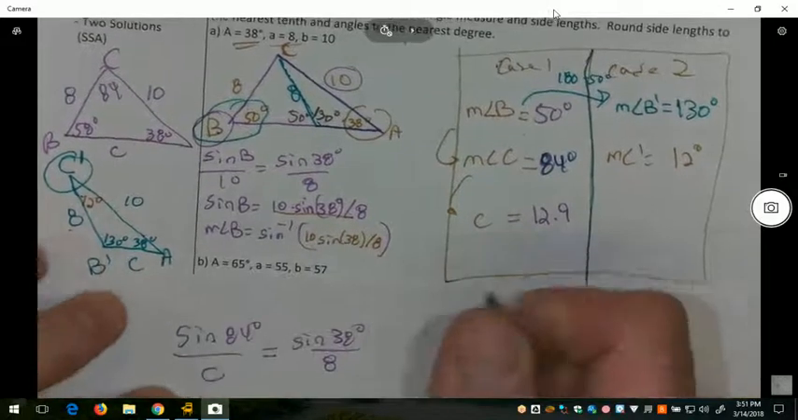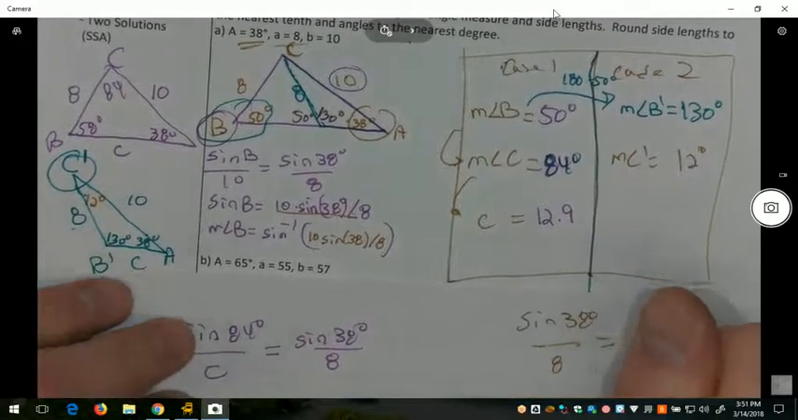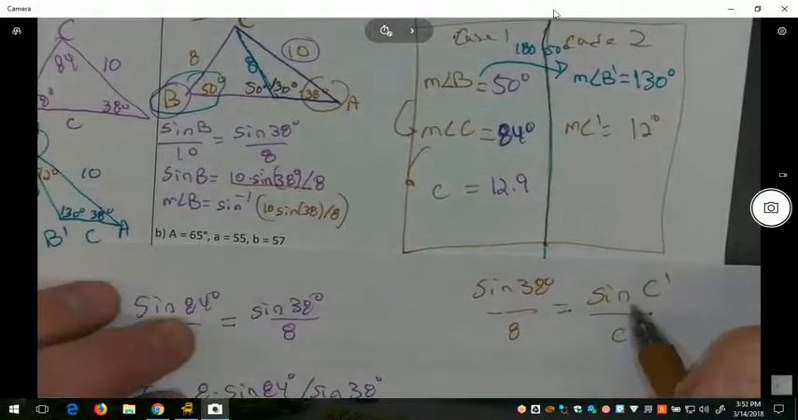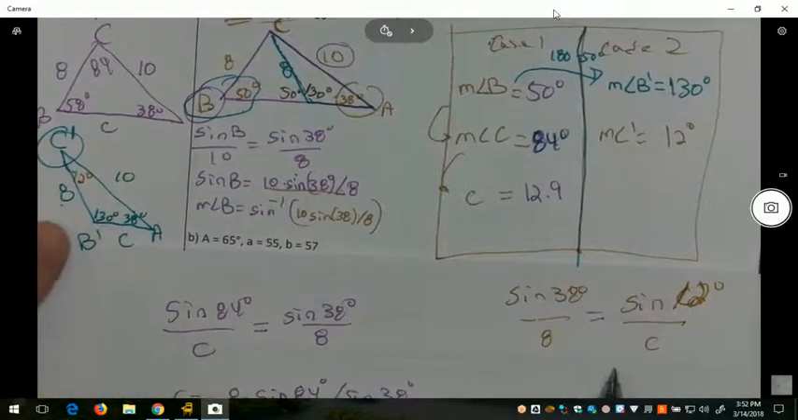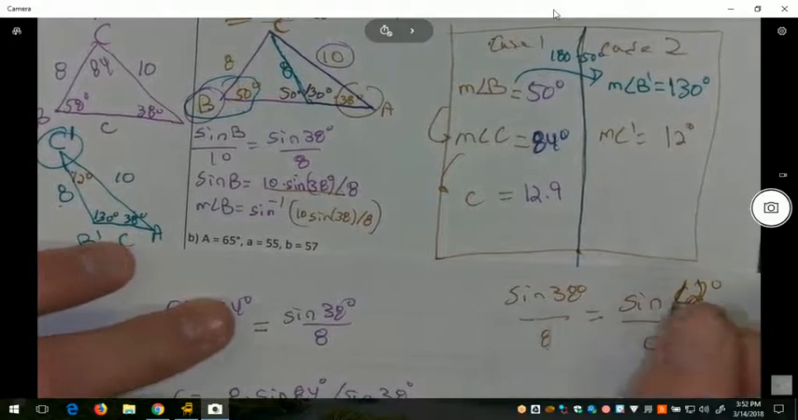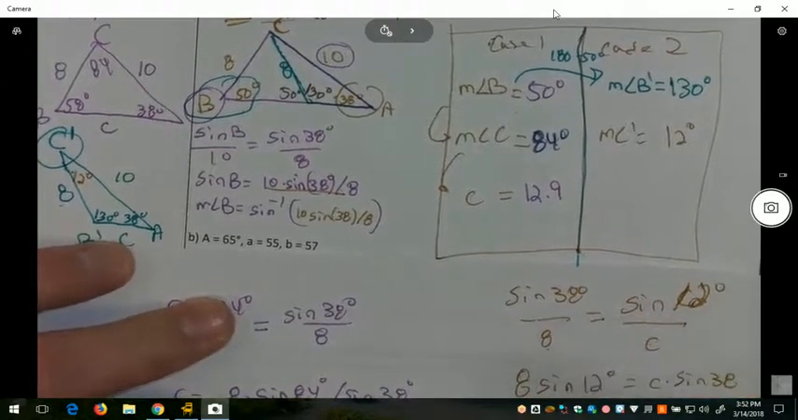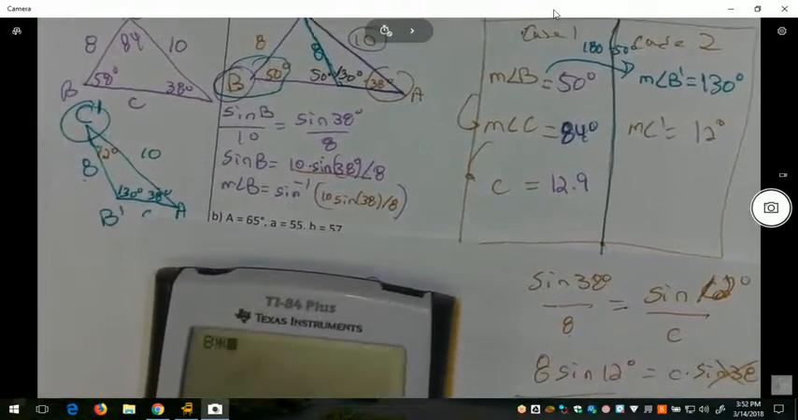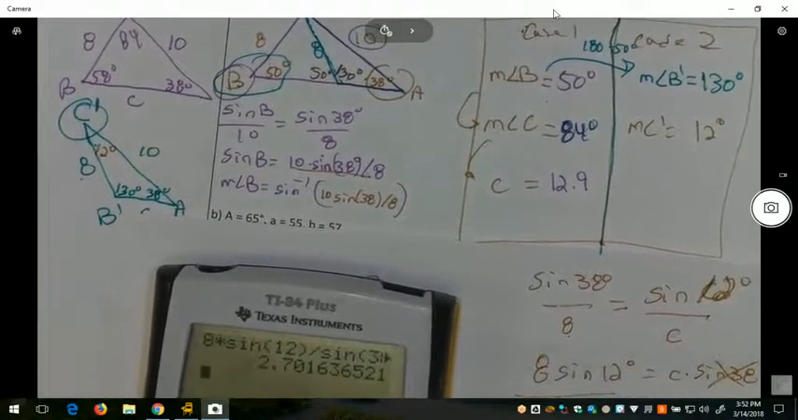So now in order to solve for that triangle, I have sine of 38 degrees still over 8. But as I solve for angle C prime, I have to put that over its opposite side C. And I already know C prime is 12 degrees as I solve this blue triangle here. Cross multiply, I'm going to have 8 times sine of 12 equals C times sine of 38. I'm going to divide by the sine of 38 to solve for C. So I have 8 times sine of 12 divided by sine of 38. This gives me 2.7.